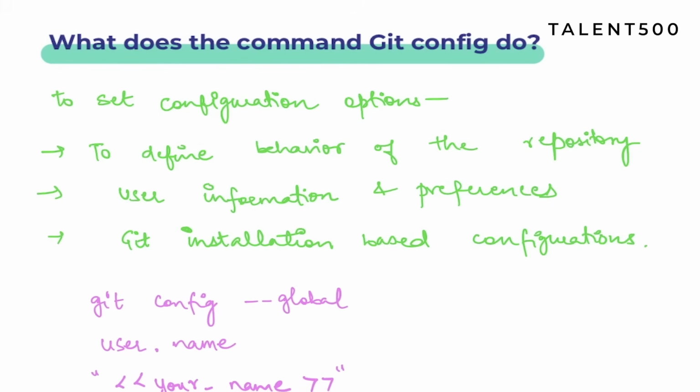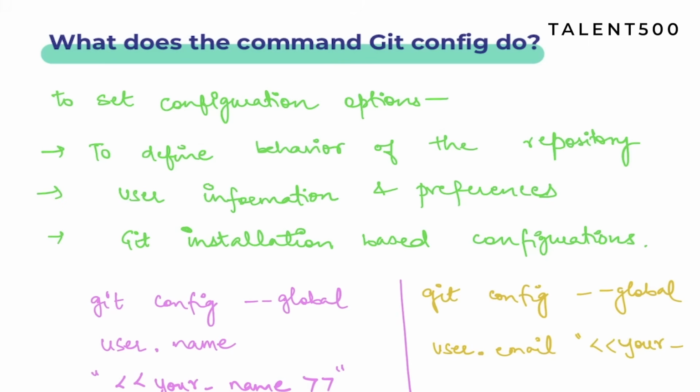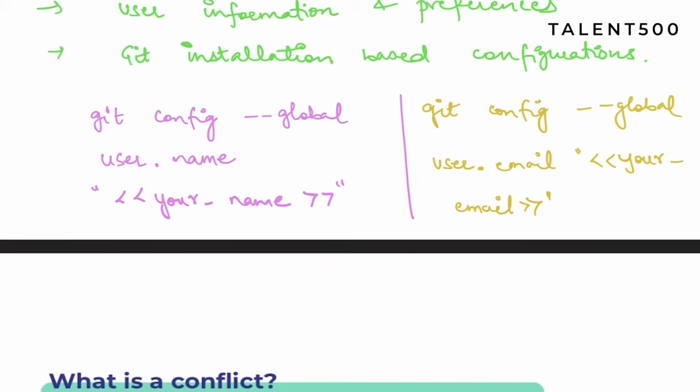Now I will tell you how you can set up your email address. For that, you're going to be using something like git config --global user.email. Why are we using user.email? Because now we are interested in providing the email. And then here you can provide your email. So by using these commands, it is going to be easier for you to provide all the information. Okay. Now let's move to the next question.